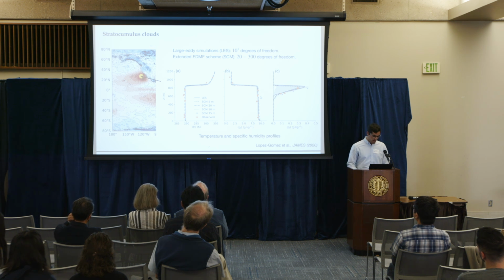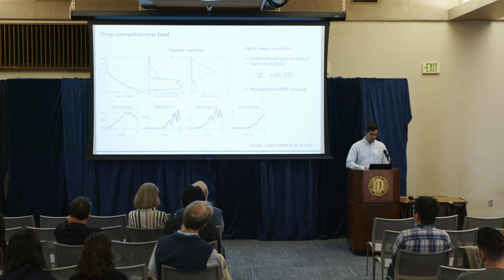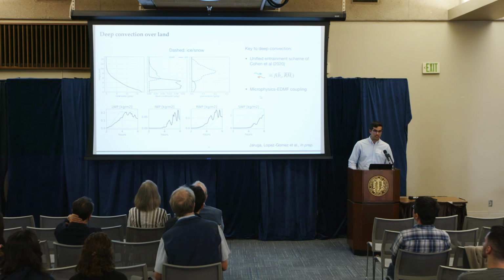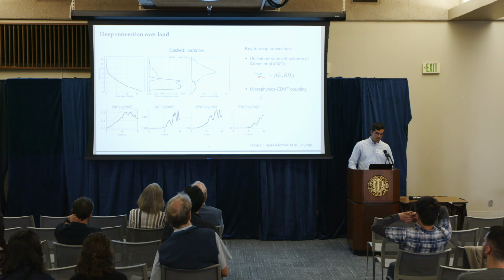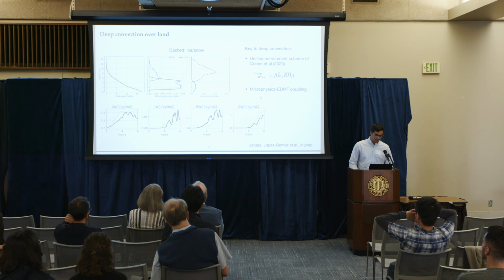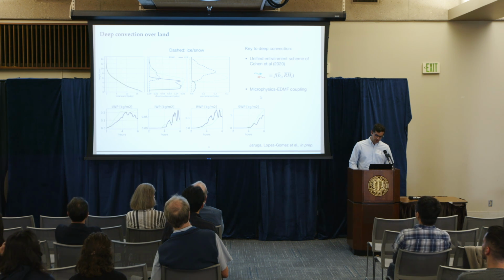Now, these two dynamical regimes are very influenced by the turbulence parameterization that we have in our scheme. But of course, the entrainment parameterization is crucial if we want to capture shallow and deep convection with the same scheme. And so the entrainment scheme that we have is based on work by Cohen and Doll. And here we take the entrainment and detrainment fluxes to be a function of relative differences between buoyancy and relative humidity between the subdomains. And here it's also crucial to have an accurate coupling between microphysics and the EDMF scheme.